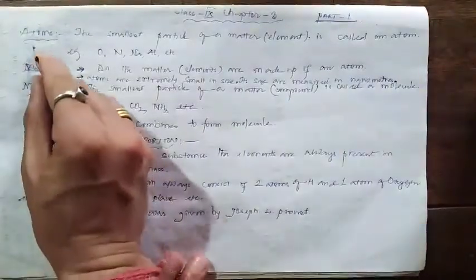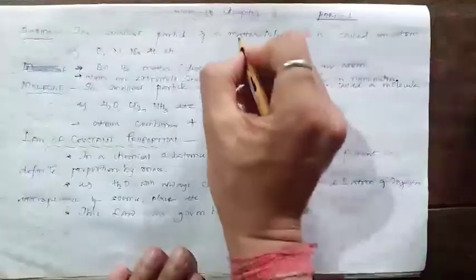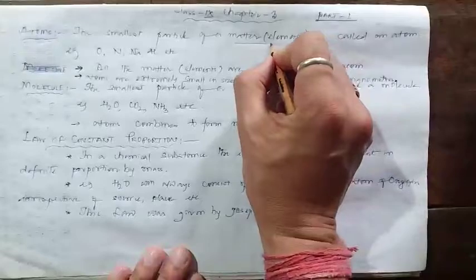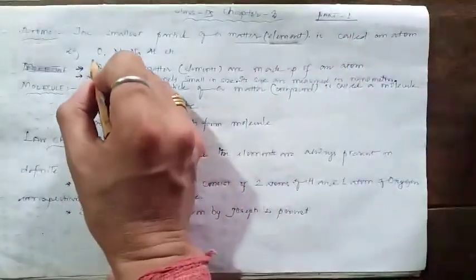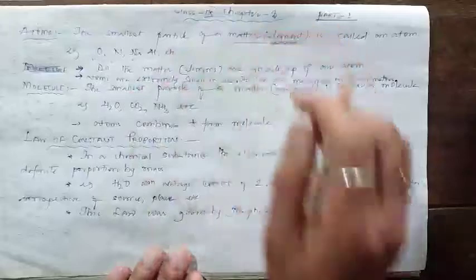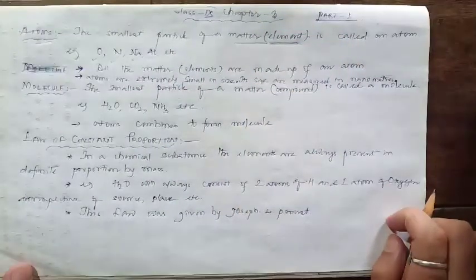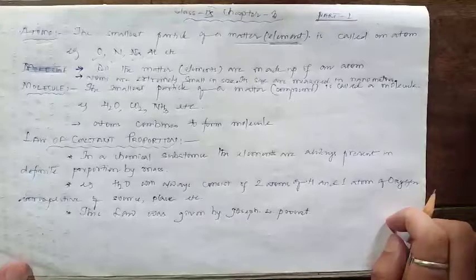Students, elements and compounds are made up of the smallest particle. You know the smallest particle of matter is called an atom. The smallest particle of a matter, when I say matter it means elements. The smallest particle of an element is called an atom. Example: oxygen, nitrogen, sodium, aluminium, etc. You pick any element and that element will be made up of an infinite number of small particles called atoms.